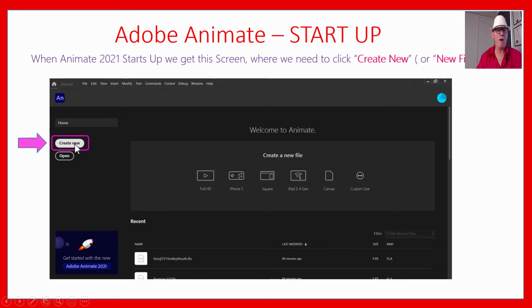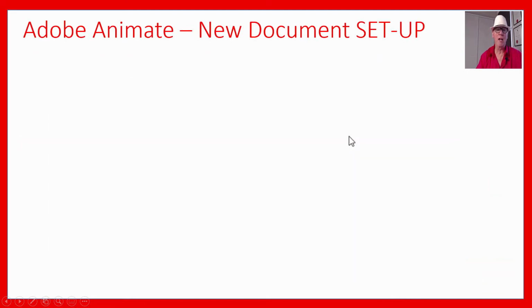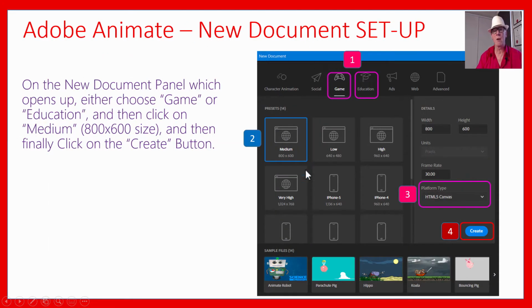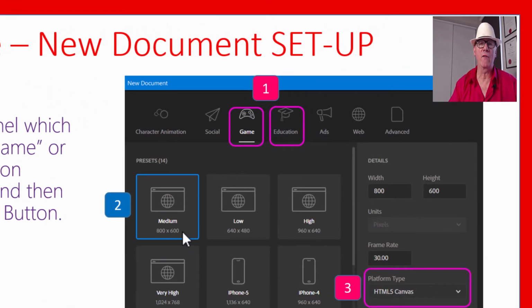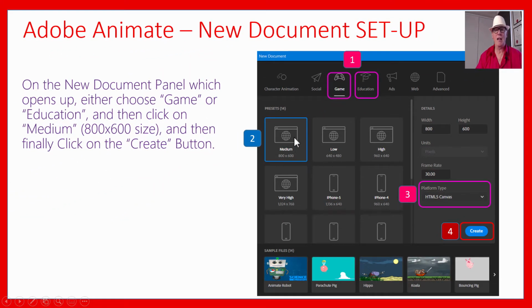All right, so it's the usual create new. Now, they decided to change that, and in the latest Animate I'm running, it now says new file here, but create new file, whatever you do to make a new one in Animate. And the new document panel should still be pretty much the same. We usually work with game or education, and you need to pick a medium size 800 by 600 for this lesson. Although if you've got a very small laptop, you could use a 640 by 480. But we're just using 800 by 600 for our medium size laptop.